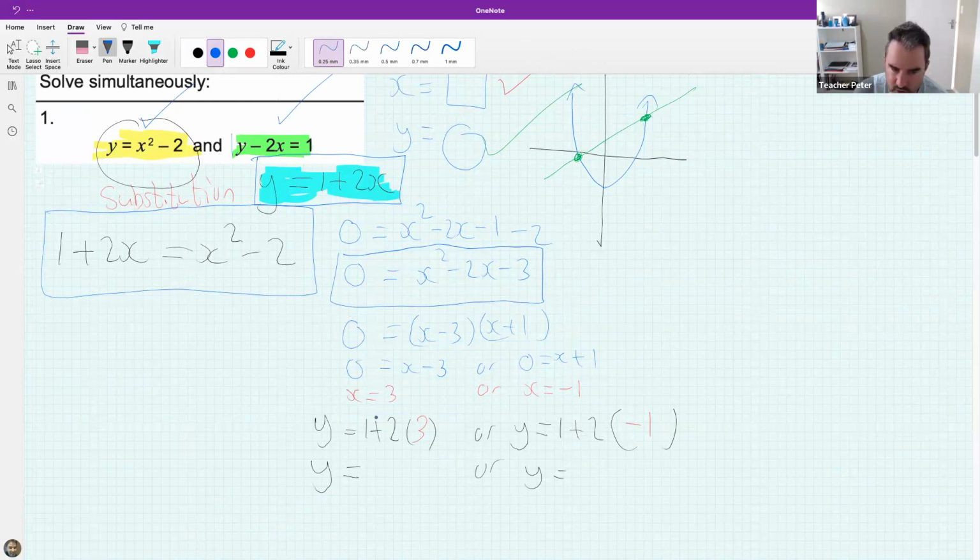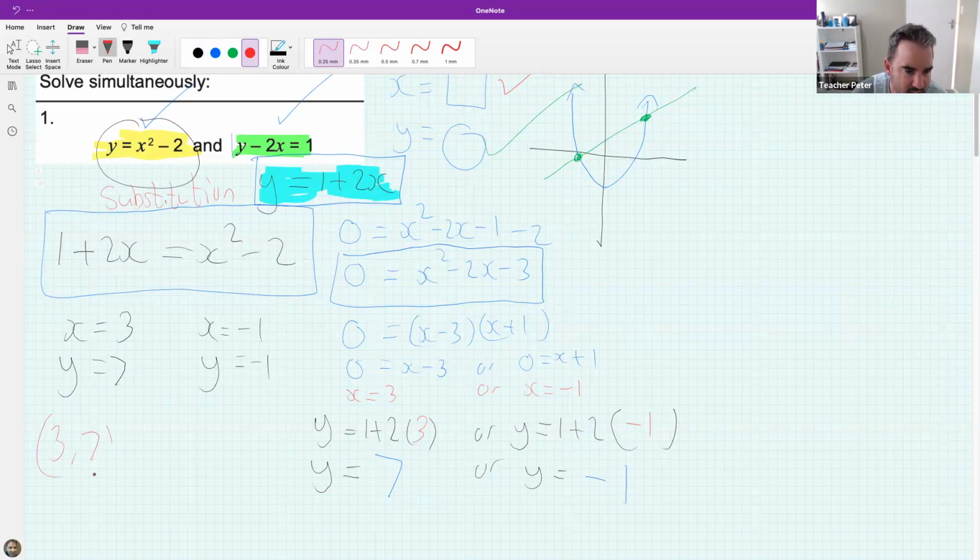So 2 times 3 plus 1 is 7. 2 times minus 1 is minus 2. Minus 2 plus 1 is minus 1. So my final answers would be x is 3 and y is 7, or x is minus 1, y is minus 1. And if instead of writing it separately like this, we wrote them as coordinates, the intersection point of those two functions would be 3, 7, or it would be minus 1, minus 1.